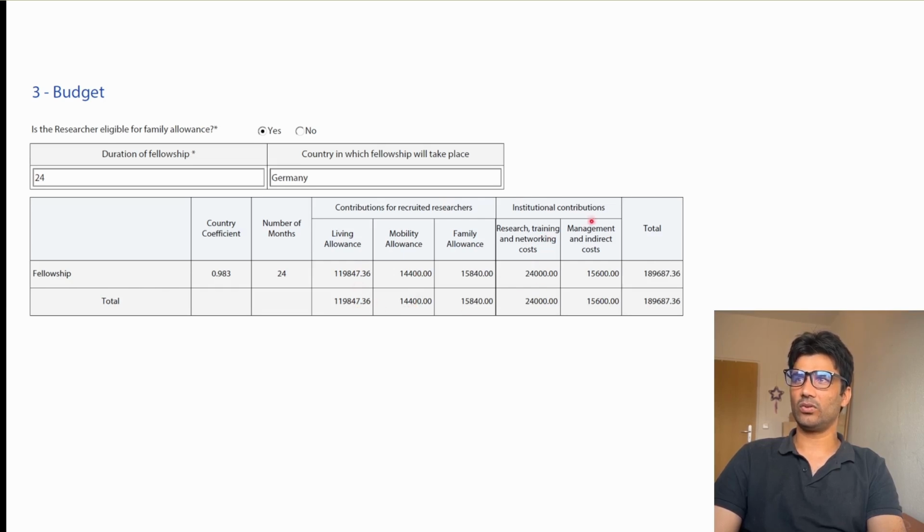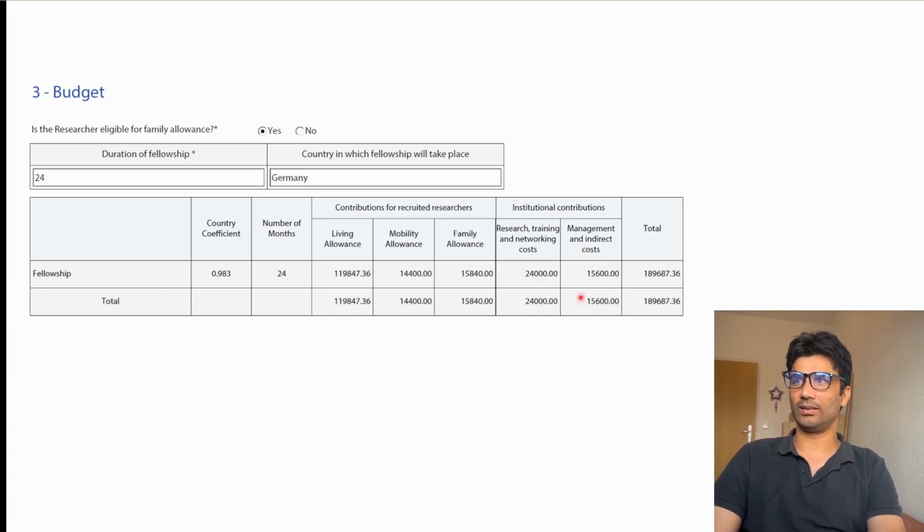These are the institutional contributions: research, training, networking costs. So you can use this money for networking, for going to training or research. So this is 24,000, I think. So this is 1,000 per month. And similarly, management and indirect costs.